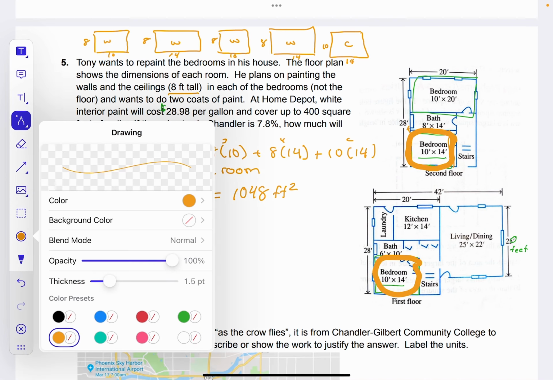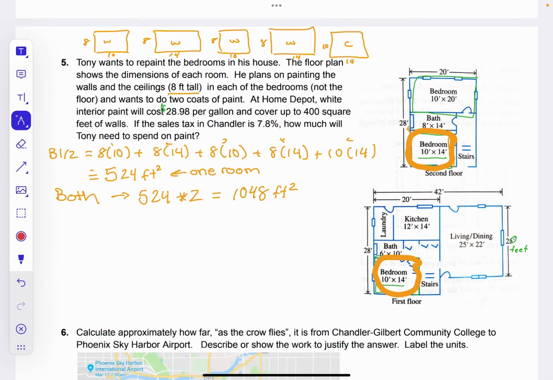Now let's flip colors. Let's go to red. For the red one, that's going to be this bedroom up here. Now I'm going to condense my work a little for this one. We'll call this bedroom 3.